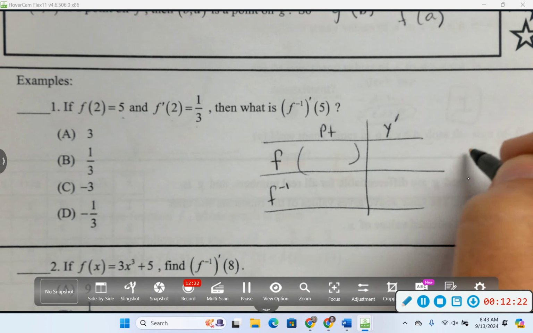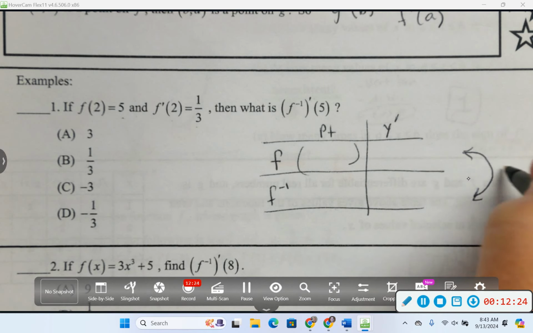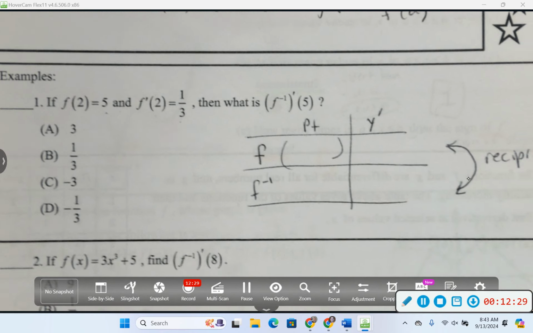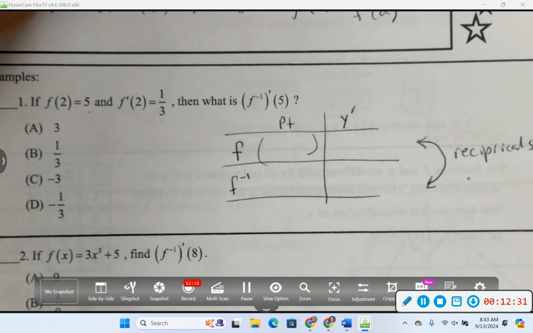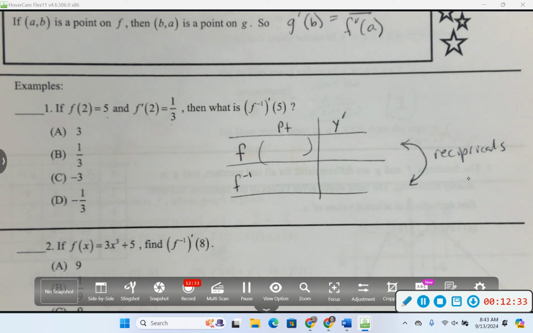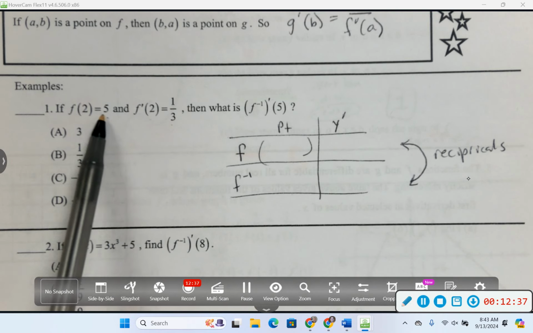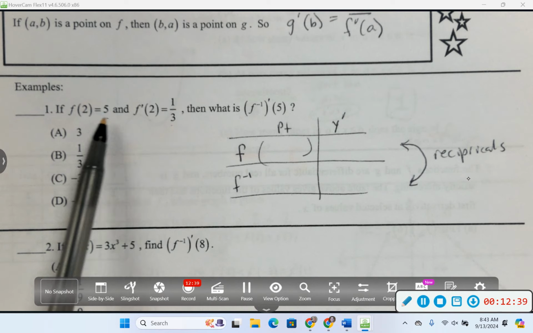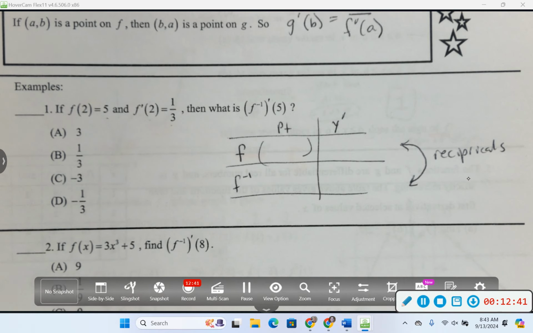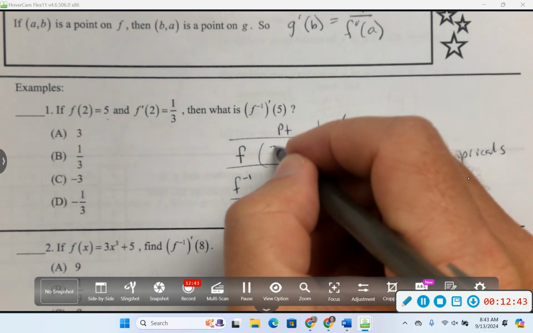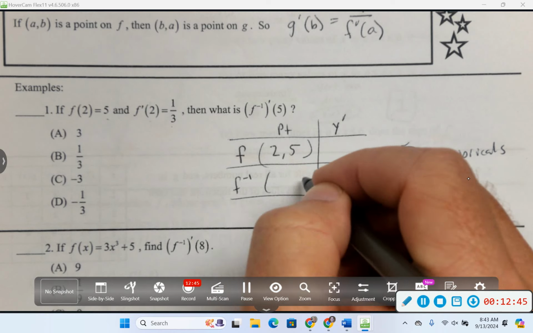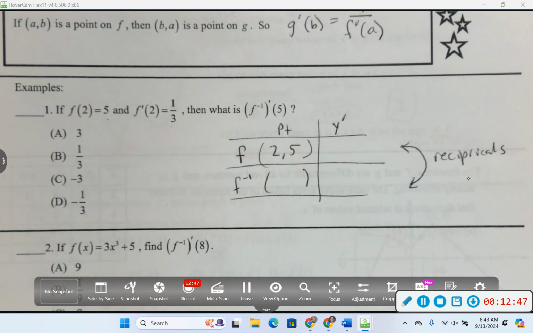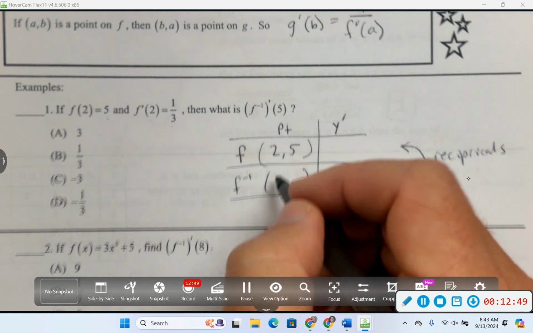Okay, and before I start this problem, the whole point of setting up this table is that these last two boxes are reciprocals. So if I can figure out one of them, I'll flip it over to get the other one. If f of 2 is 5, what does that mean the point is on f? 2, 5. Oh, so what does that mean the point is on the inverse? 5, 2.